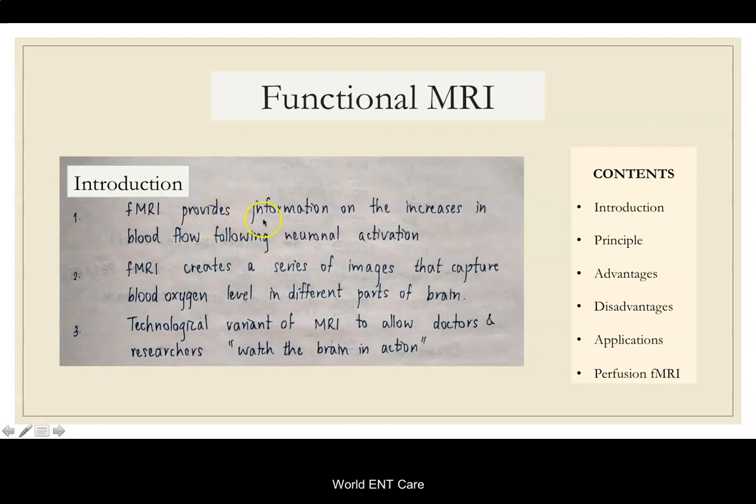Functional MRI provides information on the increases in blood flow following neuronal activation. There is a depolarization and neuronal activation. Subsequent to it, there is increase in blood flow. fMRI detects this increase in blood flow. fMRI creates a series of images that capture blood oxygen level in different parts of the brain. It's a technological variant of MRI to allow doctors and researchers to watch the brain in action. Yes, guys, this is the term, to watch the brain in action.